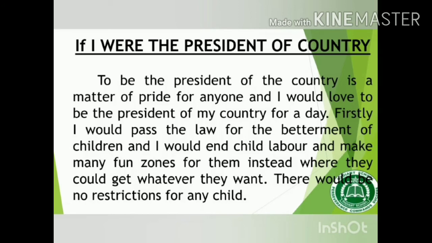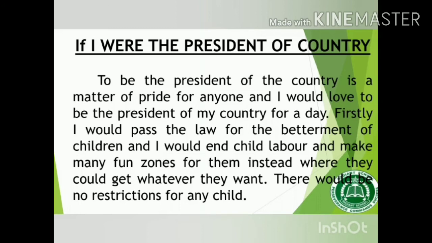Our first paragraph topic is if I were the president of a country. Who is a president? A president is a head of a state. So to be a president is a great opportunity. Being a president, a person can change many laws for the betterment of the general public. So if I were the president of the country, what is there?